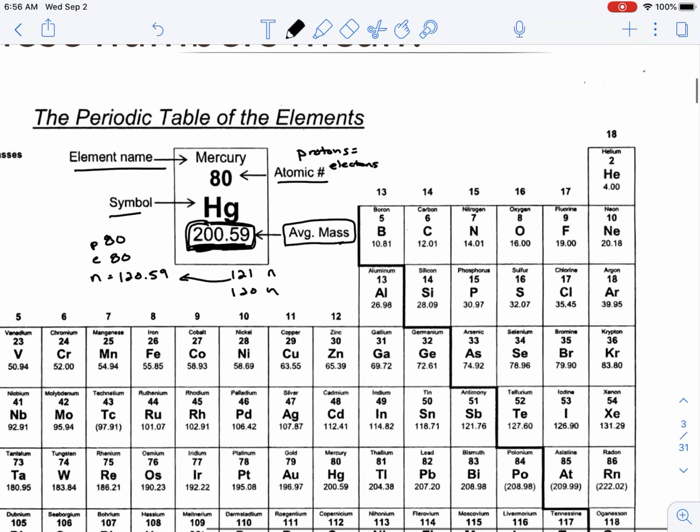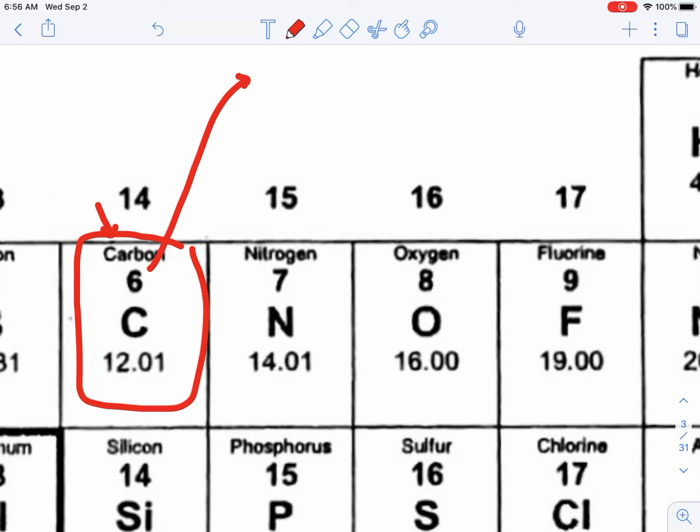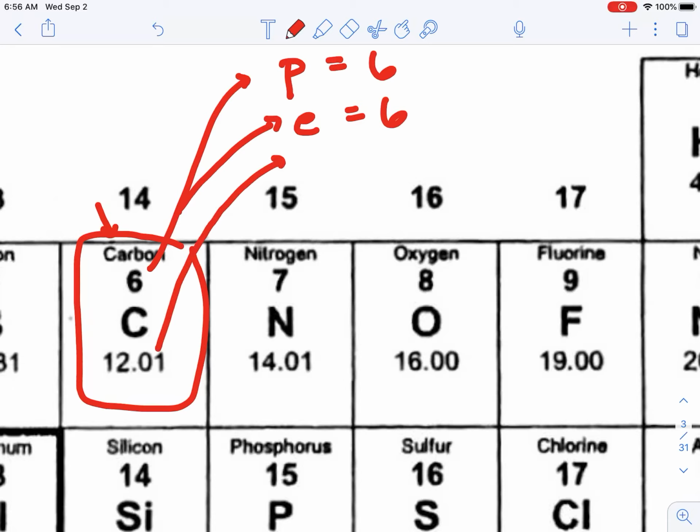So if we're looking at different elements like carbon, I'll just go through this with you. Carbon here, that's the element name. This 6 is the atomic number, which is also the number of protons. So if I was to write out the protons, you would say 6. If I was to write the electrons out, I'm going to say 6, because there's no charge on it. Remember, there are 6 protons, which are positive, and 6 electrons, which are negative. That charge balances out. Then I'm going to look at the average mass to figure out the neutrons.